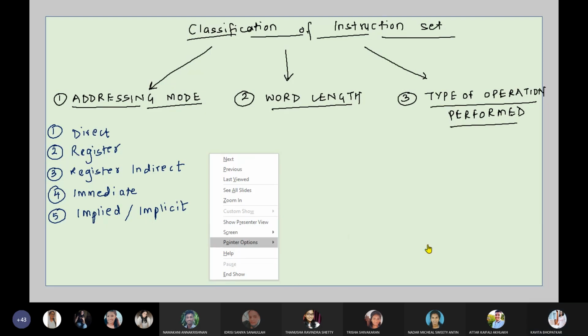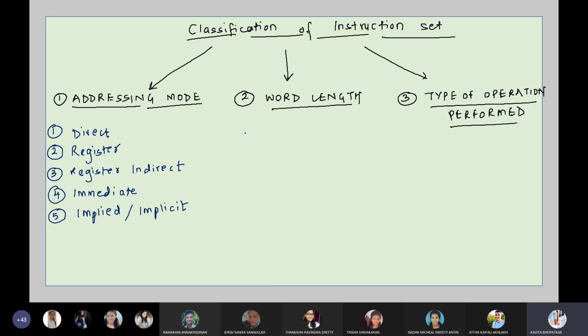Okay. Second type is with respect to word length. So there are 3 types of instructions with respect to word length. Instructions can be a 1 byte instruction, it can be a 2 byte instruction, or it can be a 3 byte instruction.